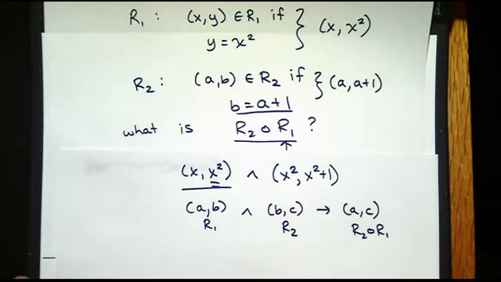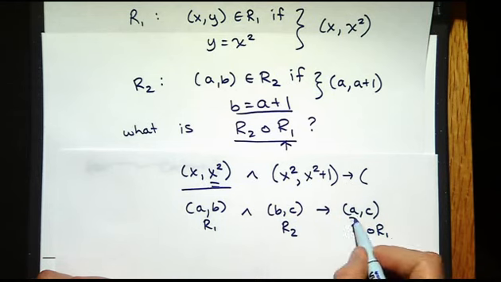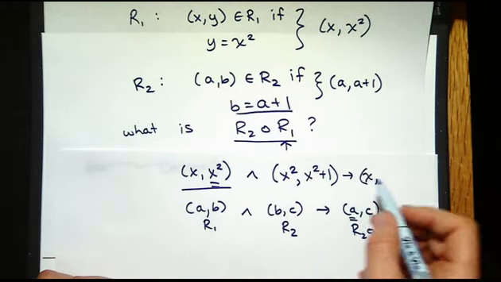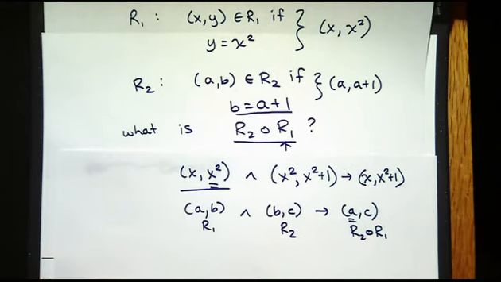Okay, so now all we have to do is say, what point is in R2 composed with R1? It's easy because I can just look down here. I can copy the A, which is x, and then copy the C, which is x squared plus 1. So now the composition of these two relations is x comma x squared plus 1.